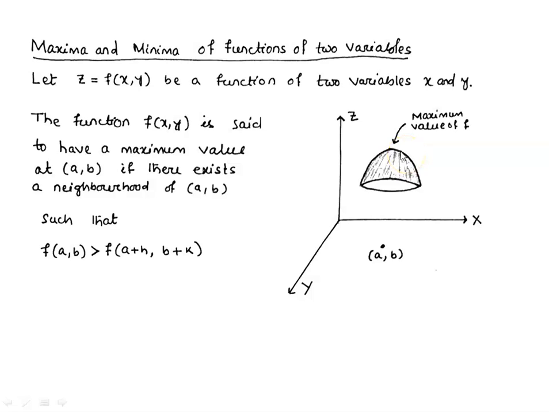And it is very clear from this figure that the value of the function at (a,b) is here and the value of the function at a neighboring point (a+h, b+k) is here. If our point is here, (a+h, b+k), then the value is here. So the definition: the function f(x,y) is said to have a maximum value at (a,b) if there exists a neighborhood of (a,b) such that f(a,b) is greater than f(a+h, b+k).